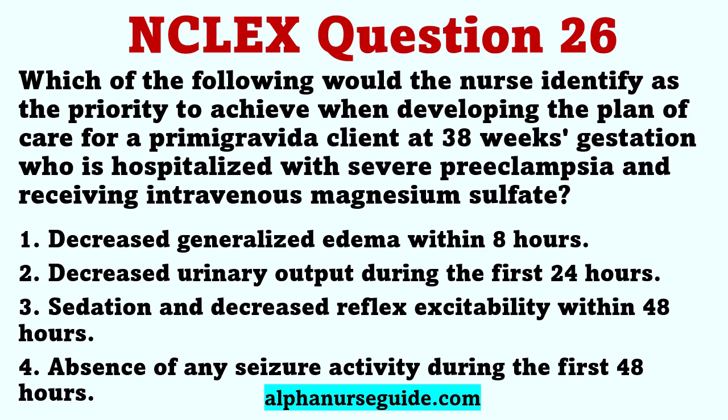Which of the following would the nurse identify as a priority to achieve when developing the plan of care for a prima gravida client at 38 weeks gestation who is hospitalized with severe preeclampsia and receiving intravenous magnesium sulfate? 1. Decreased generalized edema within 8 hours. 2. Decreased urinary output during the first 24 hours. 3. Sedation and decreased reflex excitability within 48 hours. 4. Absence of any seizure activity during the first 48 hours.